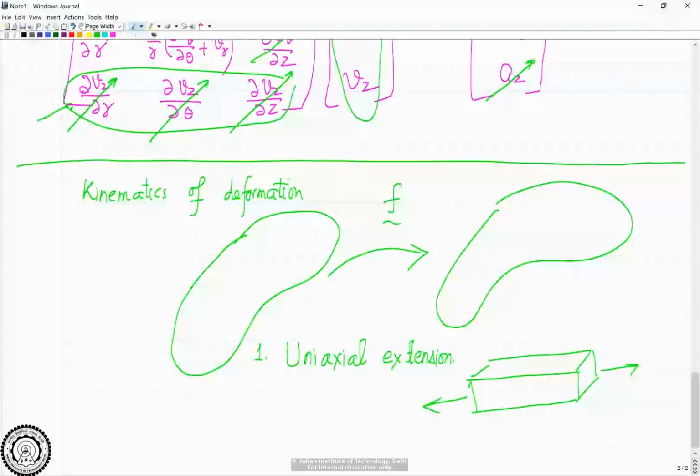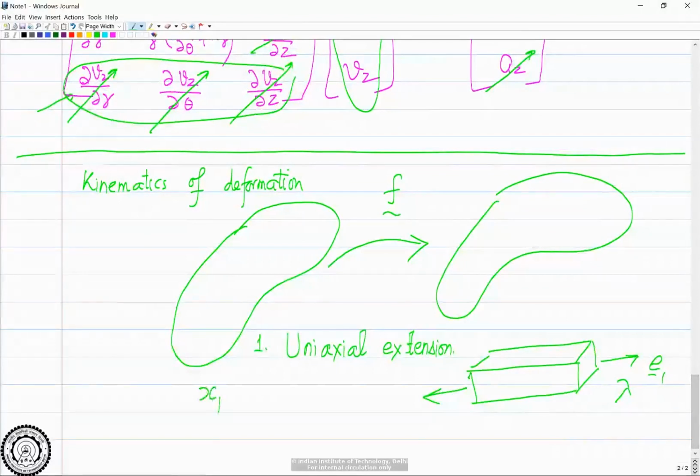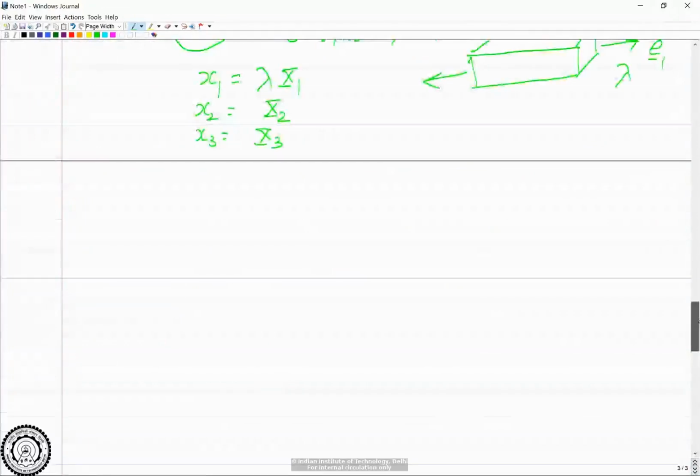And let us suppose this is E1 and I stretch by lambda. Okay. So what do you think? Can we try to write down the formula first of all? So small x1, I could say this is same as lambda times capital X1. And then small x2 is same as capital X2, and small x3 is same as capital X3. So this is the example of uniaxial stretching or extension.